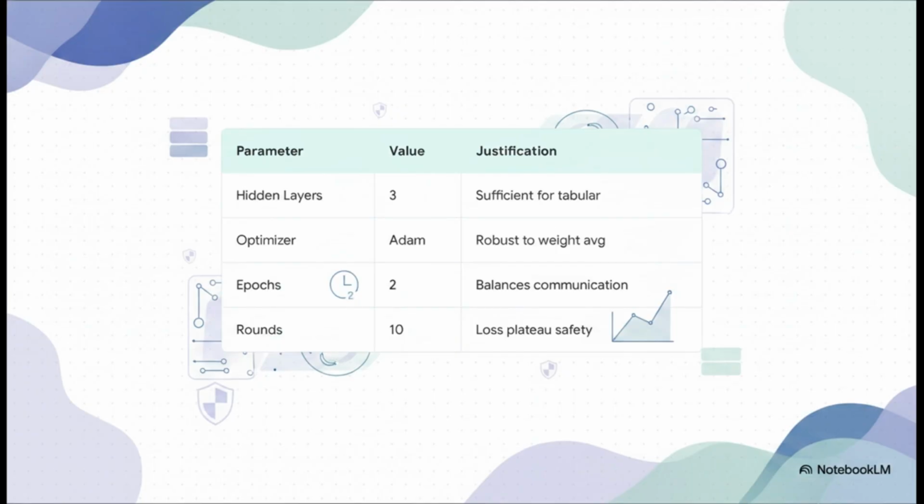They also set the local training epochs to exactly 2, which strikes this perfect balance between keeping communication efficient and preventing the client models from diverging too far apart. And the whole process is capped at 10 federated rounds as a safety margin, just after hitting a solid plateau.